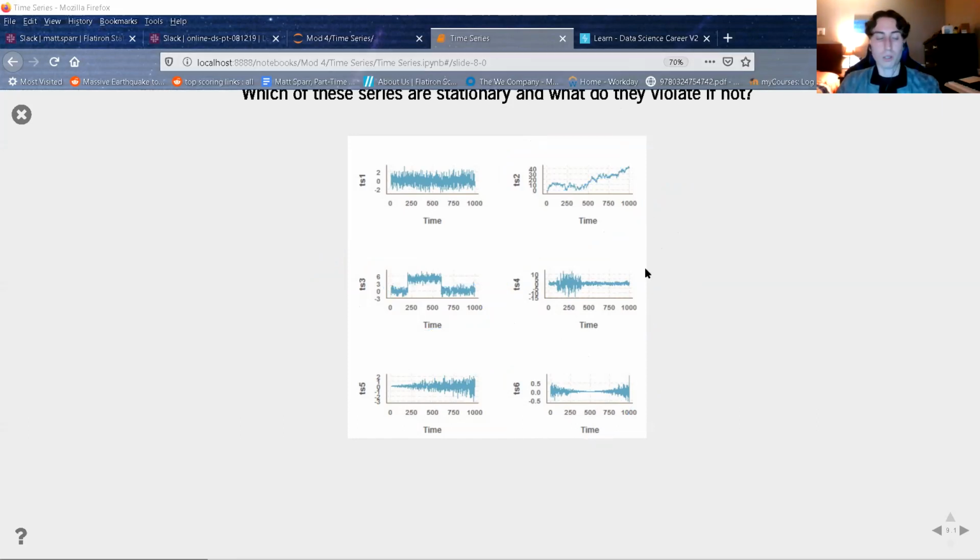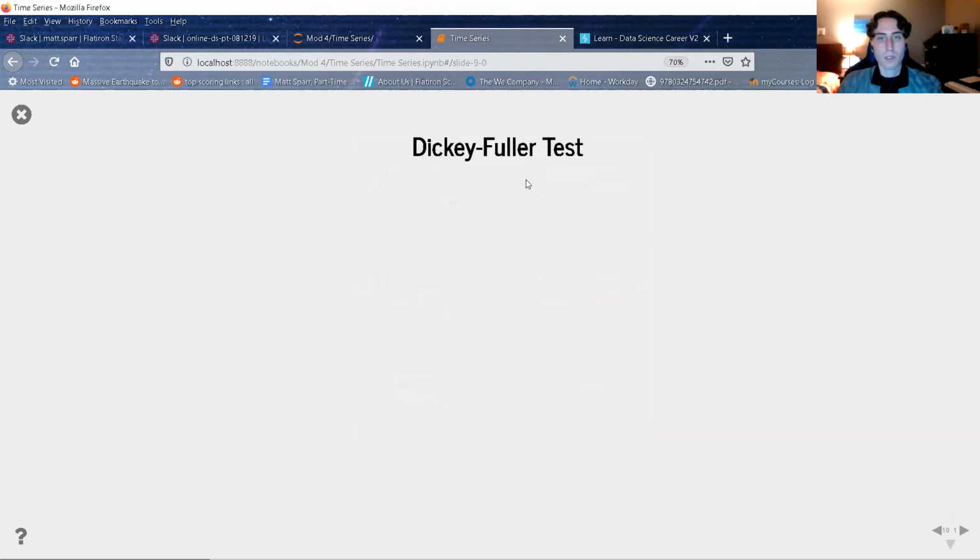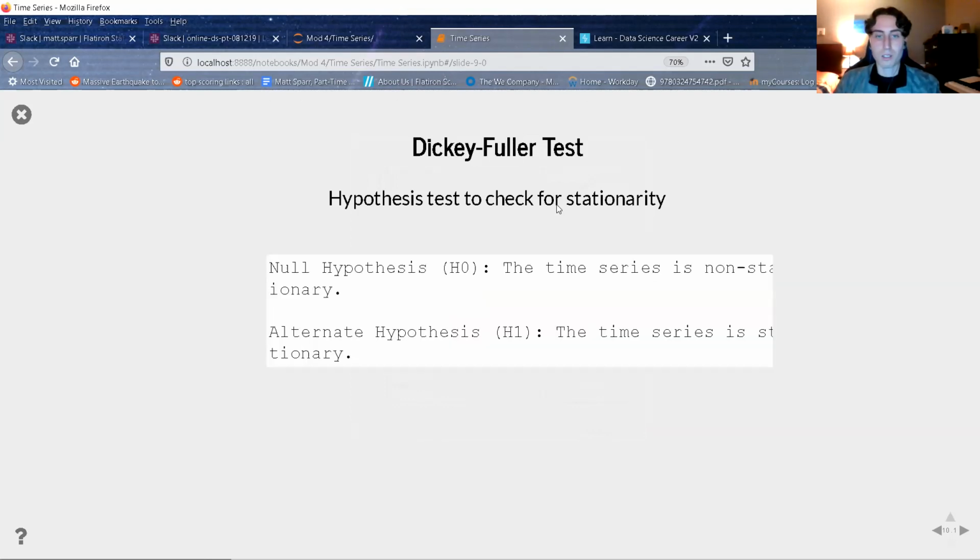Whenever, for most models for time series, they assume that your time series is stationary. So we have a couple tricks that we can use to make a non-stationary series stationary. But first of all, to statistically determine that a time series is stationary, we have the Dickey-Fuller test. So this is a hypothesis test, our best friend. It's used to check for stationarity of time series.